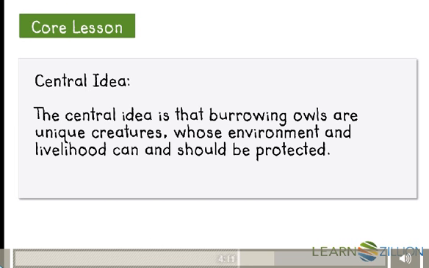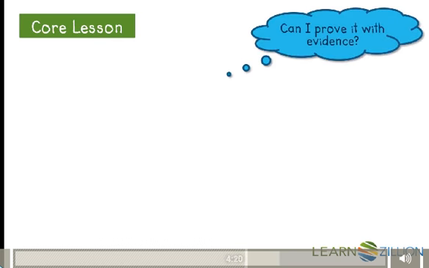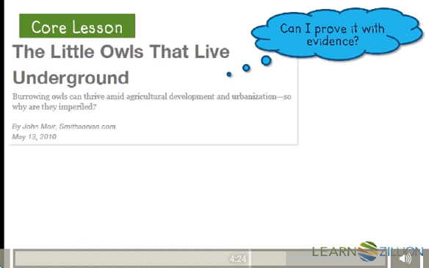Right? I have my topic, burrowing owls. What about them? They're interesting creatures. Their environment can and should be protected. So in order for my central idea to be good, I need to ask the question, can I prove it with evidence? That's a key part of a good central idea. So I'm going to zoom in here on the title and the blurb. The blurb says, burrowing owls can thrive amid agricultural development and urbanization, so why are they imperiled?